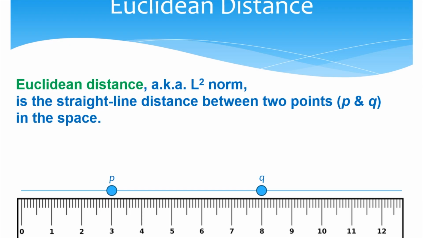Euclidean distance, also known as L2 norm, is the straight line distance between 2 points in the space. Assume we have 2 points, P and Q, in a one-dimensional space. We can use a ruler to measure the distance between them. For example, as shown on the screen, P is at 3 and Q is at 8. The distance between P and Q is 8 minus 3, which equals 5.